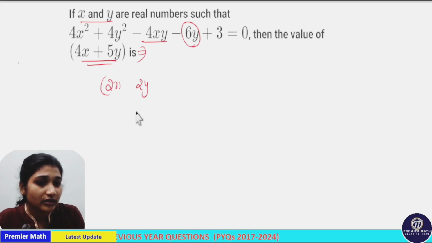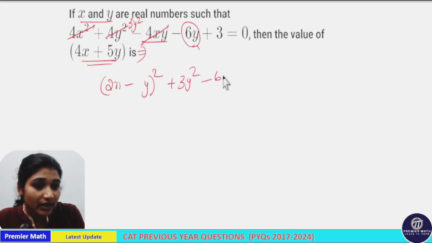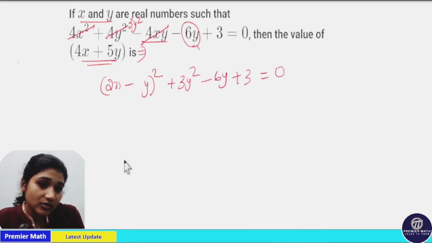So we have to split the y term, because if I'm taking 2x minus 2y the whole square, 2x the whole square, 4x square gone, 2y the whole square, we have 4y square here, but 2 into 2 into minus 2, we need minus 8xy. But here we only have minus 4xy. And here an extra y term. So just take 2x minus y the whole square. So y square gone, remaining 3y square, and here 2 into 2 into 1 minus 4xy gone, remaining is equal to plus 3y square minus 6y plus 3, which is equal to 0.